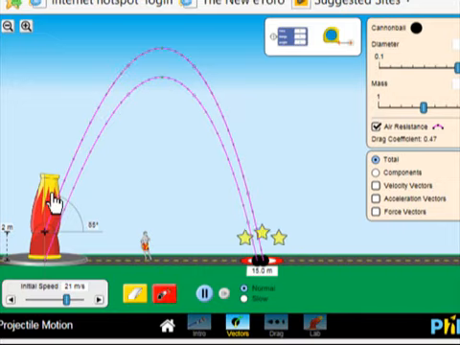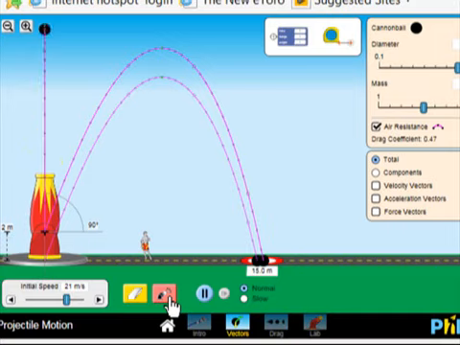In the previous video we talked about projectiles which are fired vertically, at 90 degrees to the horizontal, and in that kind of motion it goes up and comes back down to the ground. So it's still a projectile, but a special type of projectile. It's not at an angle theta, it's at 90 degrees.